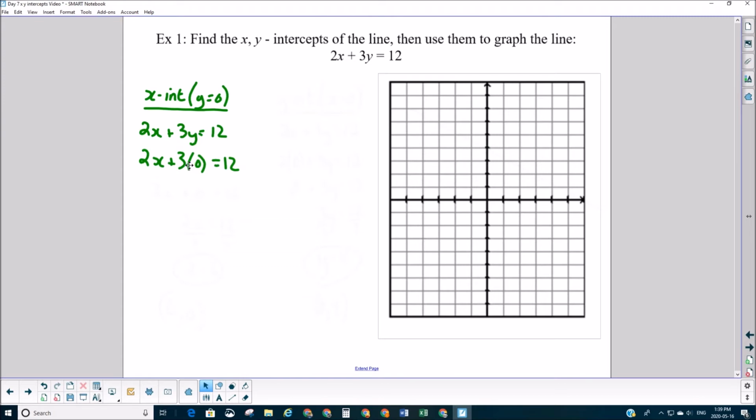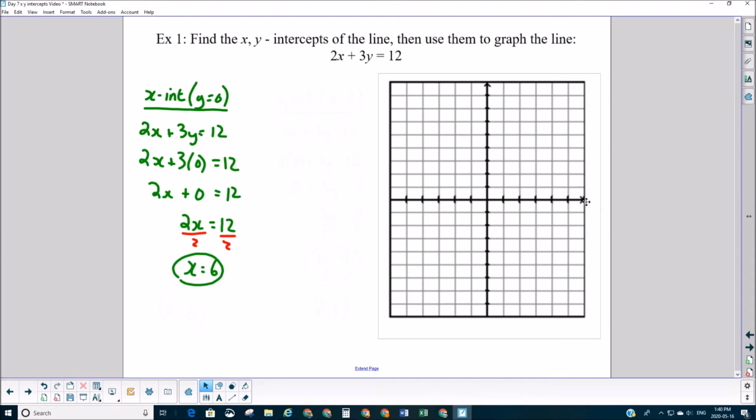Now, because this is substituting 0, 3 times 0 is just 0. And 2x plus 0 is 2x. And so very quickly we get our equation simplified into something much easier. 2x equals 12. Now, to figure out what x is, we of course divide both sides by 2, and 12 divided by 2 is 6. And so it turns out that the x-intercept for this guy is 6. And we got it by substituting y equals 0.